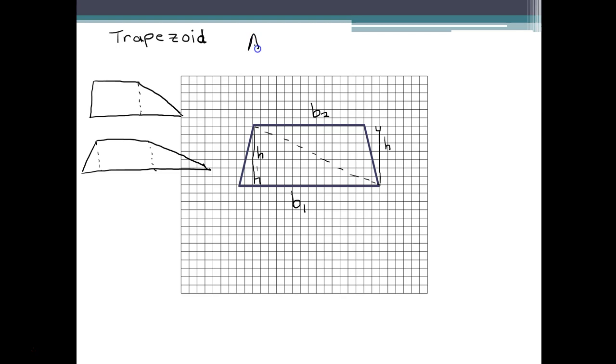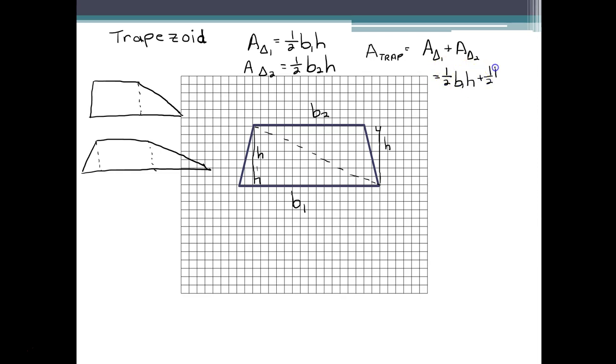So the area of triangle 1 is 1/2 base 1 height. Area of triangle 2 is 1/2 base 2 height. Triangle 2 is upside down. The area of the trapezoid is the area of triangle 1 plus the area of triangle 2. So it's 1/2 base 1 height plus 1/2 base 2 height.